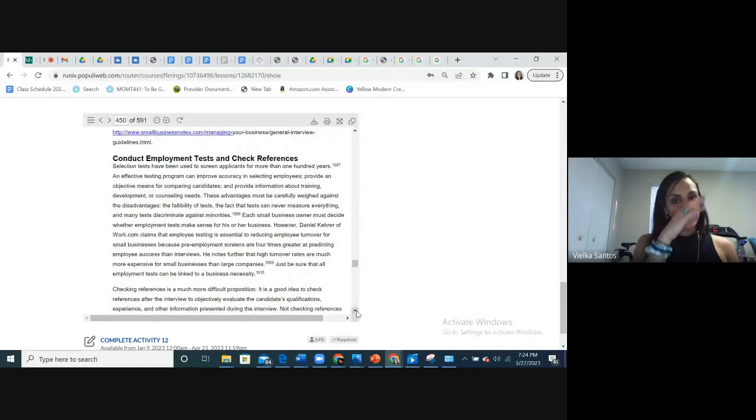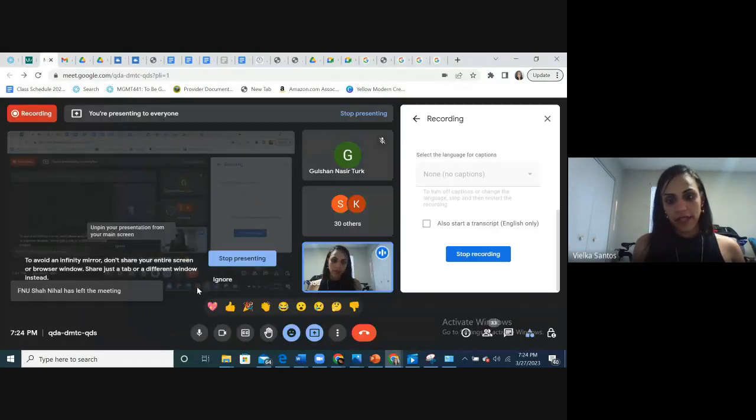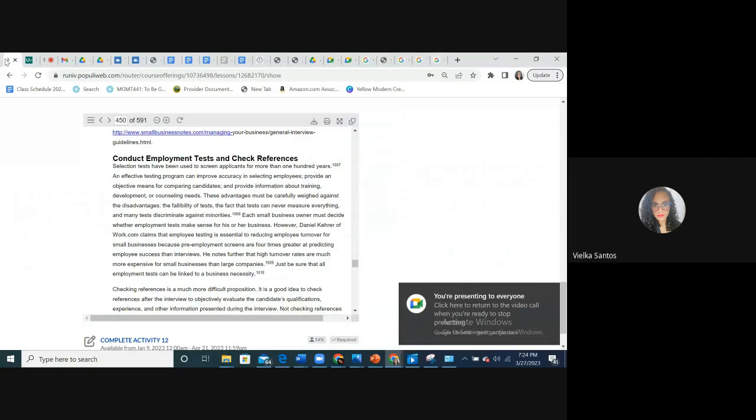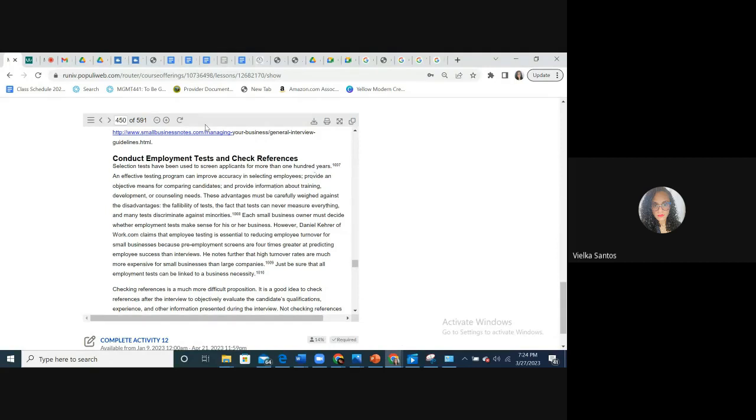Conduct employment tests and check references. What is that? Checking the references of your employees, you actually can. You can ask for 3 references, for example, to check. My recommendation, you can send an email to the references of the employees that you are looking for. If you want to do it more traditionally, like the US government does, they call. They just call and talk with the reference.